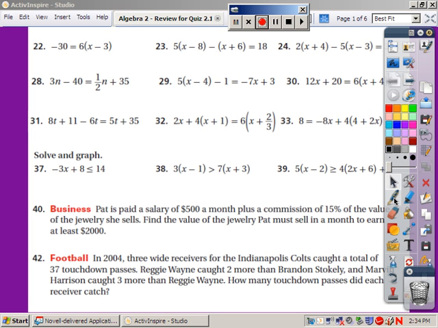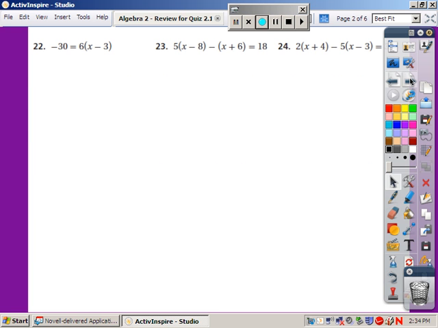Okay, so this is the review for the quiz 2.1 on solving linear equations, inequalities, and in general linear expressions. So this is the whole review paper if you need it again. Let's take a look at this first row of equations. Most of them I think are not too bad.